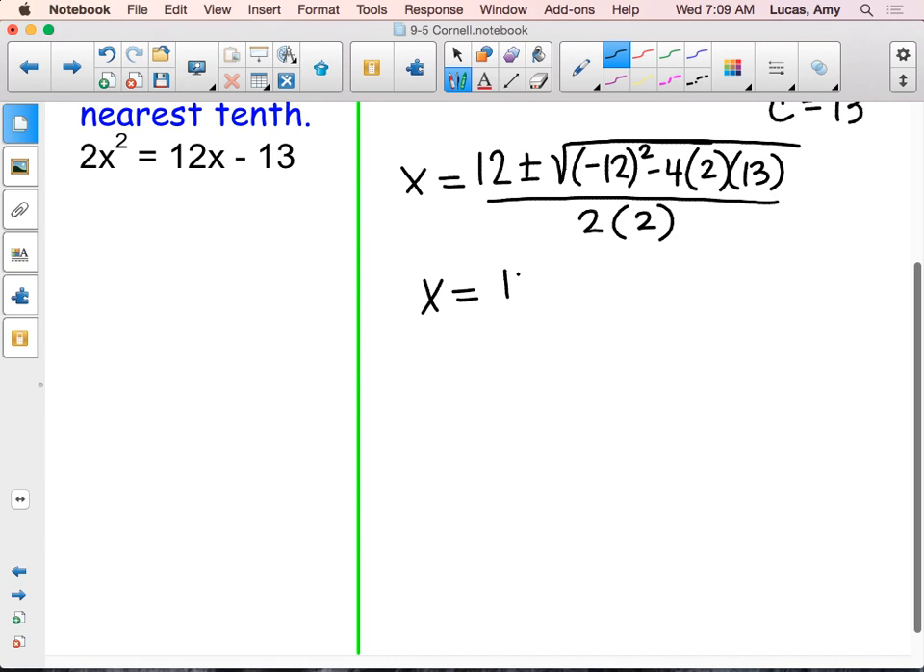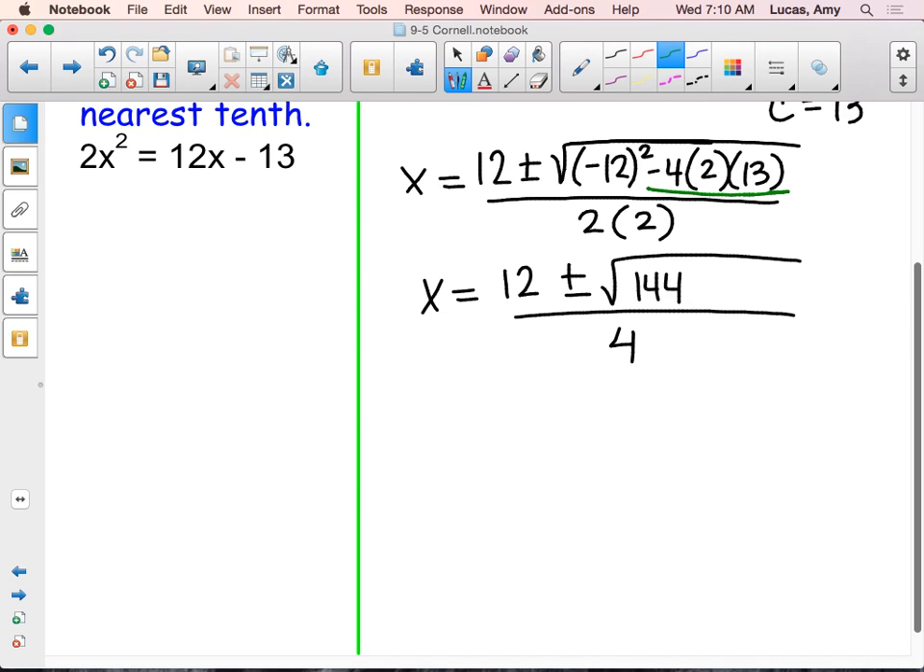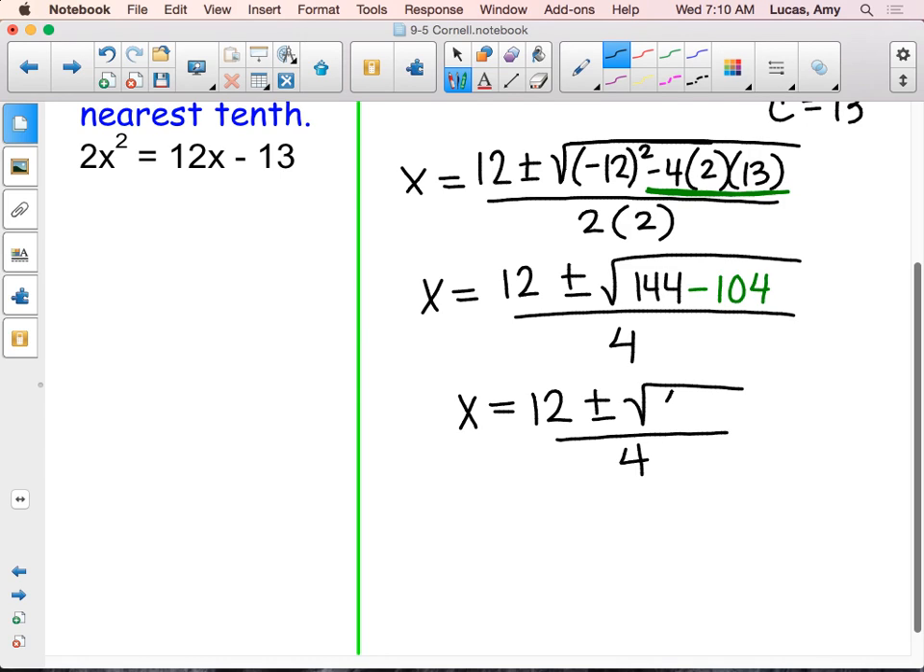Now, the simplifying part. I am going to simplify the denominator. 2 times 2 is 4, and then the discriminant. Negative 12 squared is positive 144. Then I'm going to multiply all 3 of these together. So negative 4 times 2 times 13 is negative 104. Now, underneath the root, I can simplify that. 144 minus 104 is 40. And then the square root of 40 is 6.32. So this part right here is 6.32.